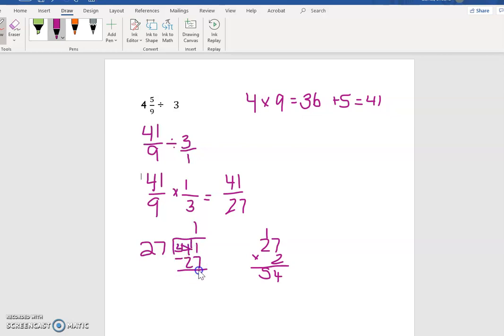Subtracting is the next step, with 14 left over. So 1 is the whole number. I had, again, 14 left over out of 27. So this becomes my final answer here.